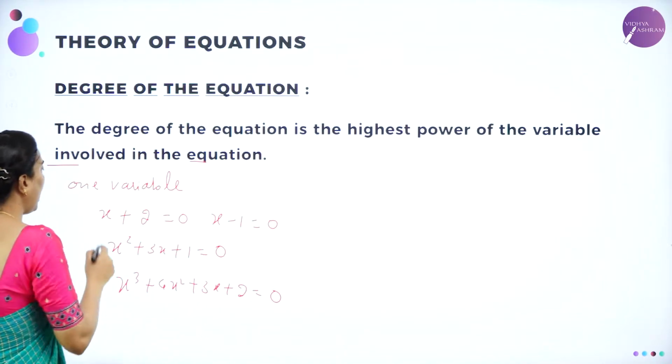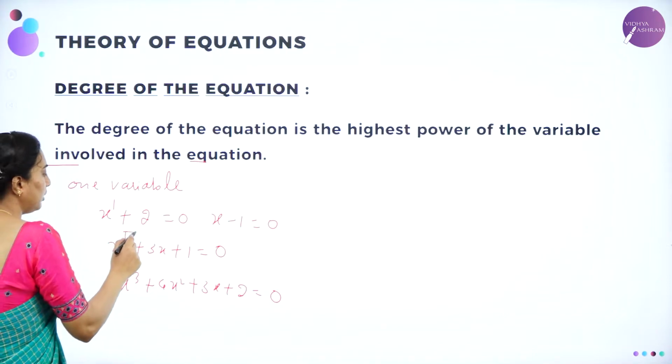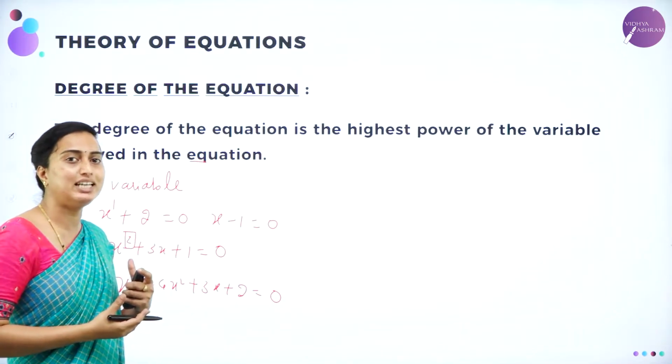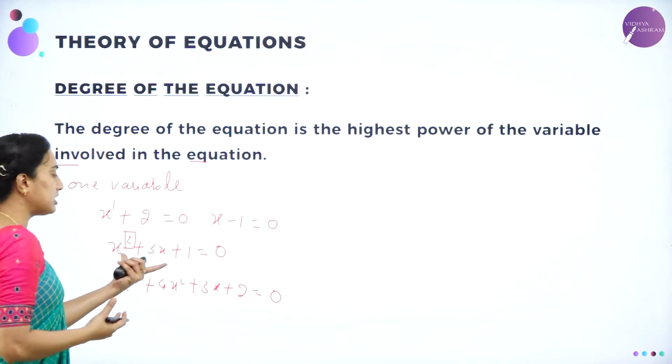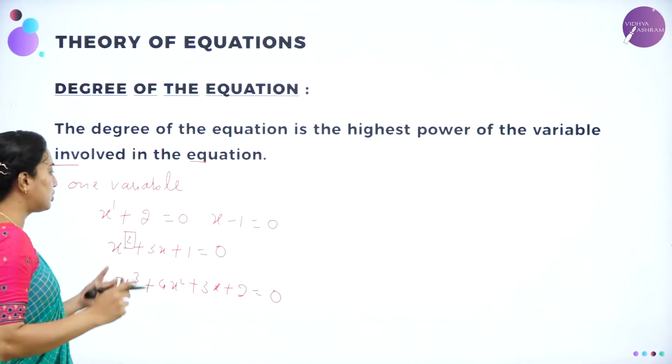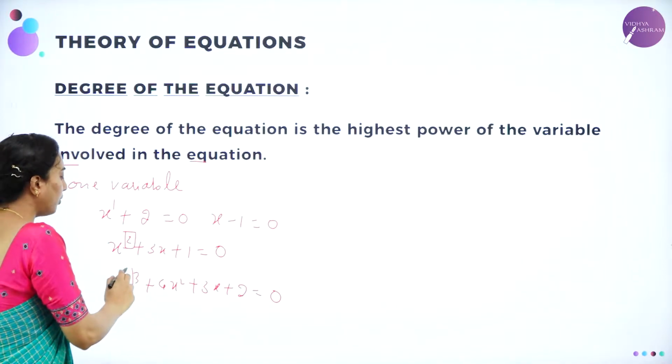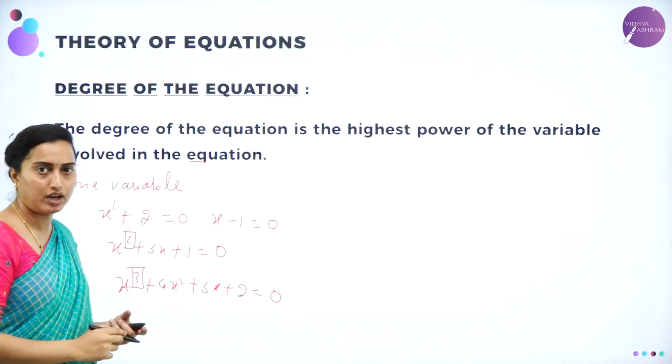Now here you can have degree 1, here it is degree 2. The highest power of that equation is known as the degree. Here the equation is having one variable but the degree is 2. Here the equation is having only one variable, that is x, but what is the degree? The highest power is 3. Understood?